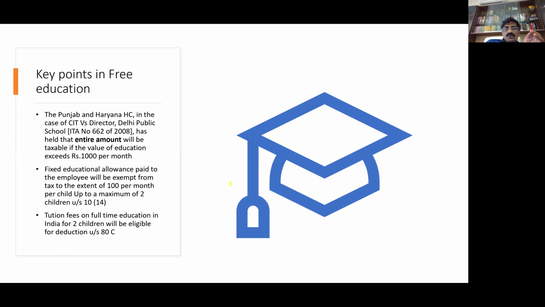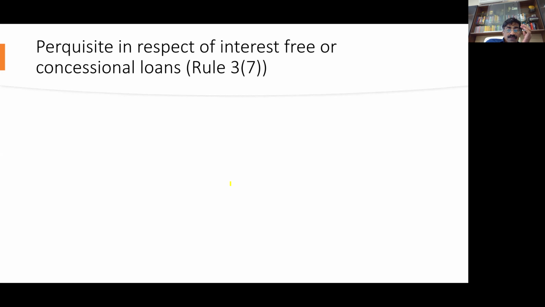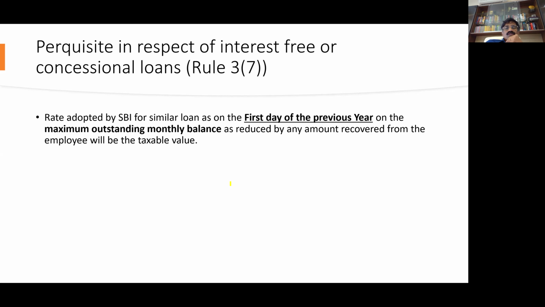17 to 8 provides for value of fringe benefits provided. So value of fringe benefits provided that may be prescribed. So Rule 37 describes the value of fringe benefits. This was introduced in the Income Tax Rules from 1st April 2001.